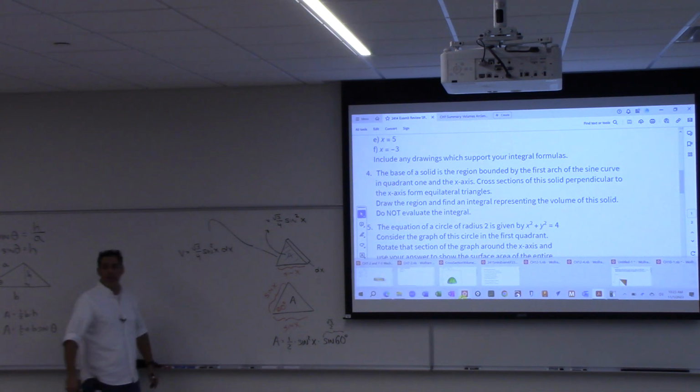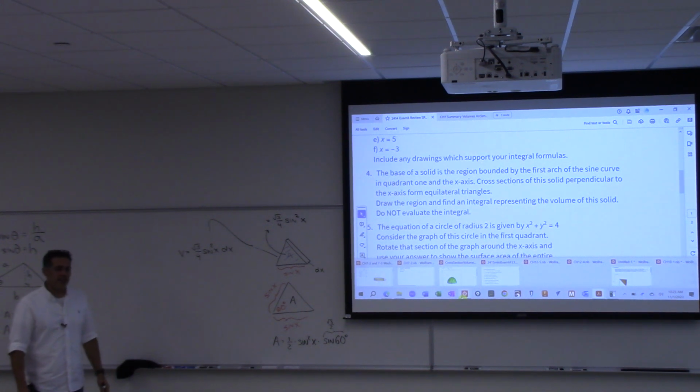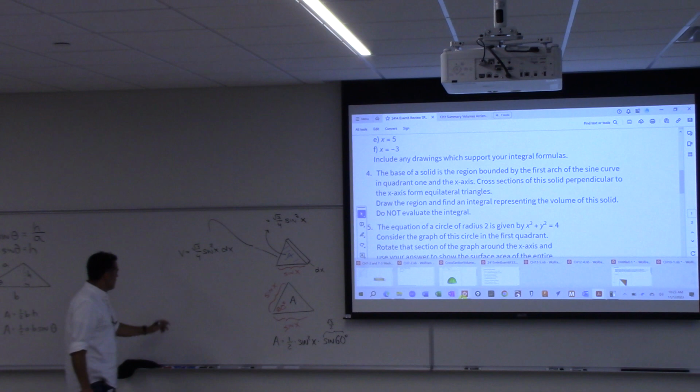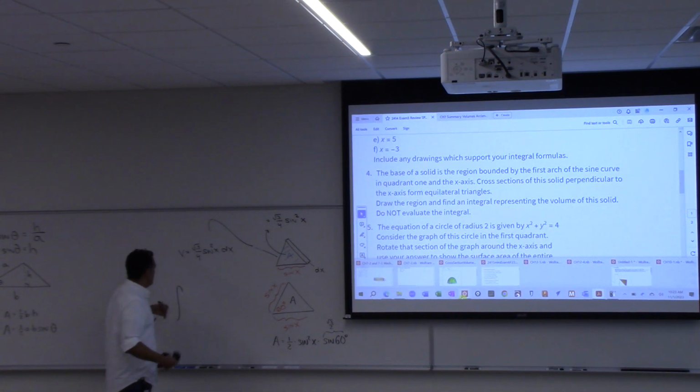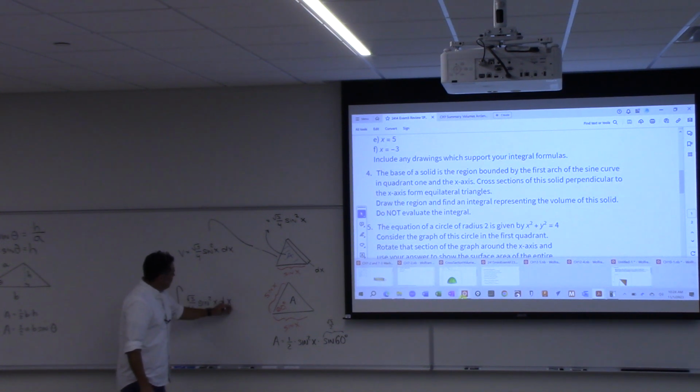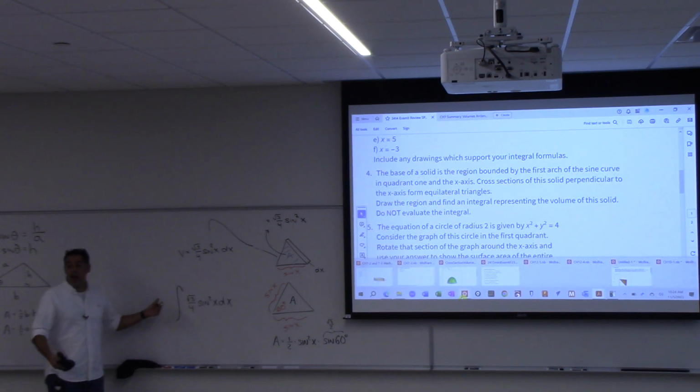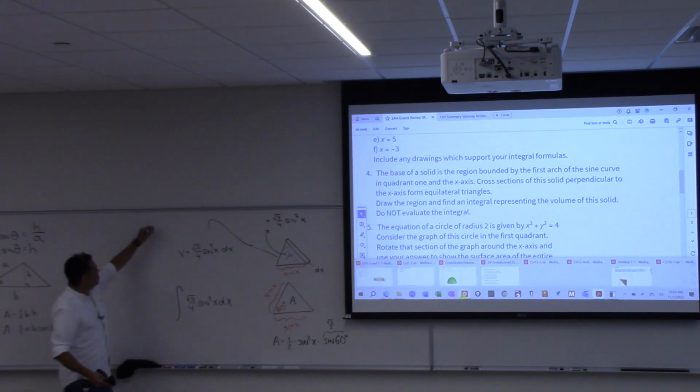Now I need to add them up. So I'm bringing the integral, right? Okay, I'm going to do the integral. What are the things I'm adding up? The thing I just have right there, right? The question is from 0 to where, or from where to where, right? So you go back to your picture, right?